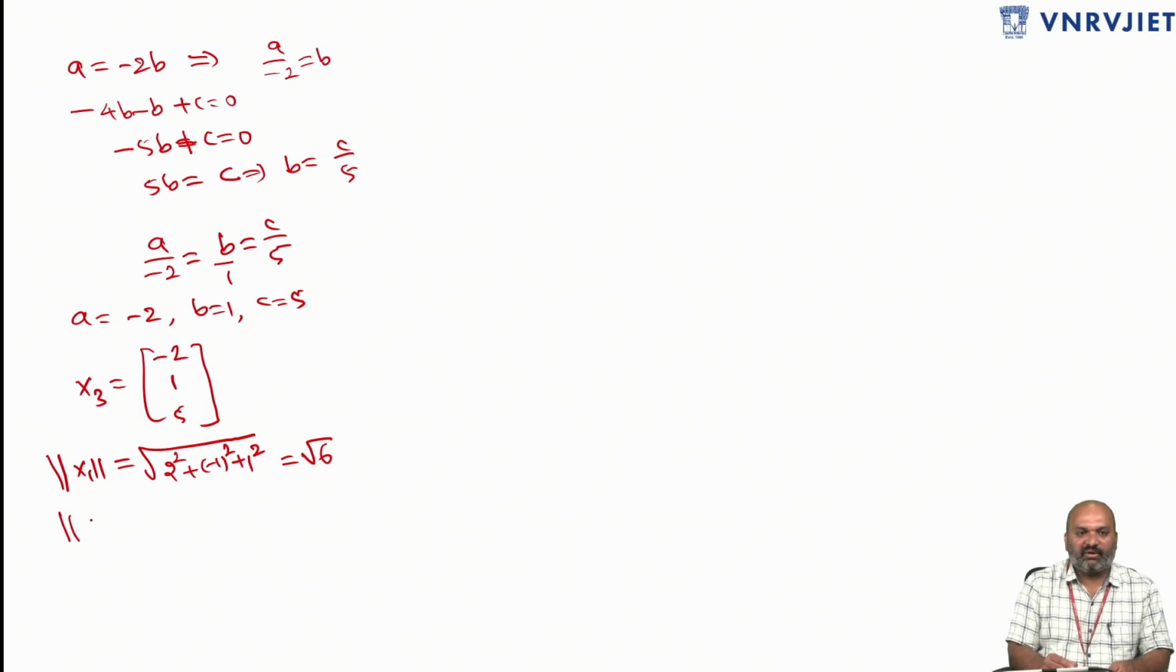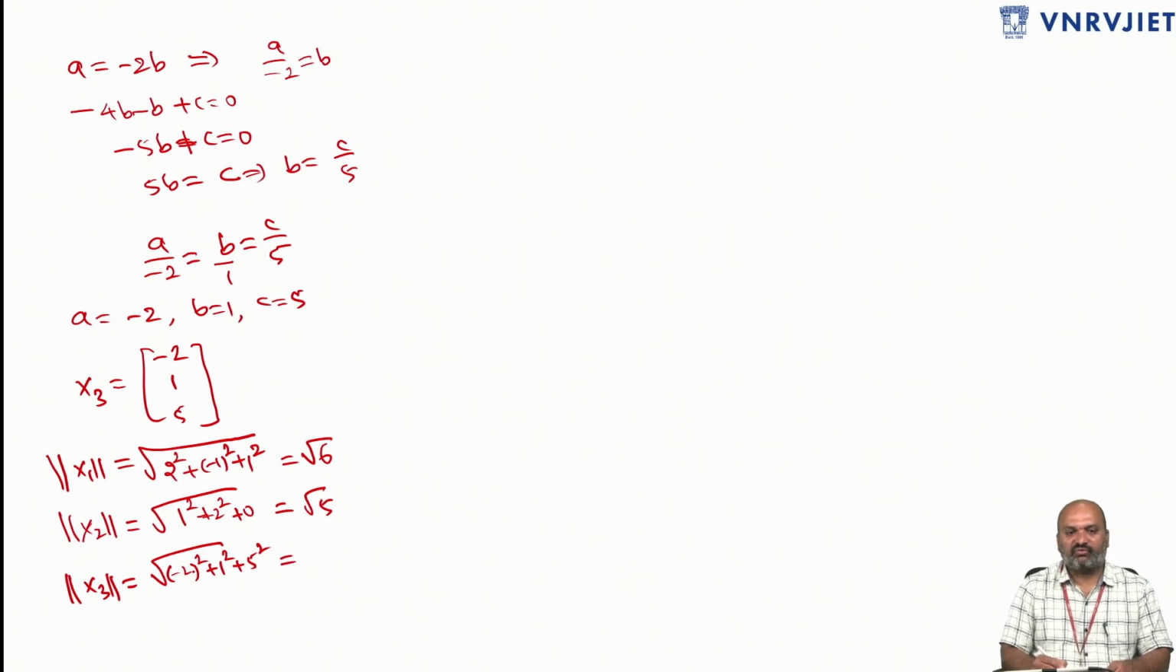Similarly, the magnitude of x2 is equal to root over. What are the elements in x2? We have 1, 2, 0. Therefore, it is 1 square plus 2 square plus 0, which is 2 square 4, 4 plus 1, 5. It is root over 5. Next, the magnitude of x3. It is root over minus 2 whole square plus 1 square plus 5 square, which is 2 square 4, 4 plus 1, 5, 5 plus 5 square 25. It is root over 30.